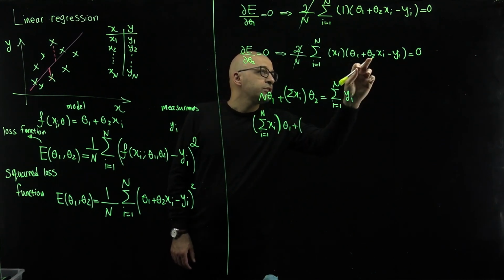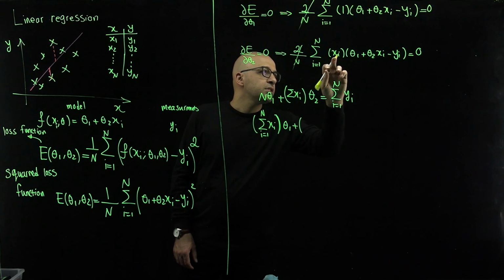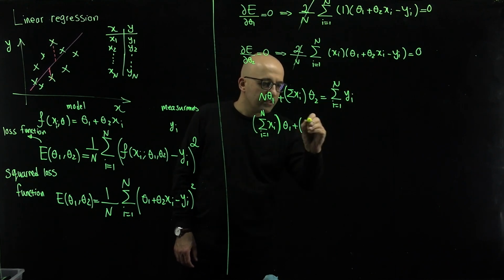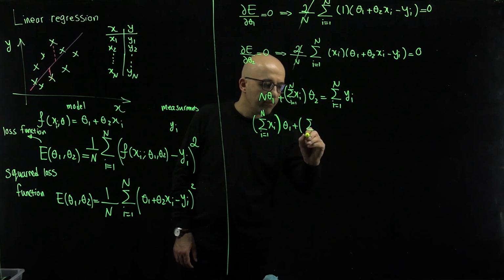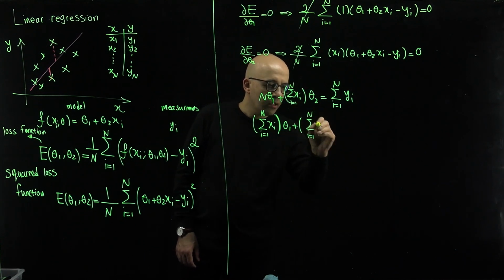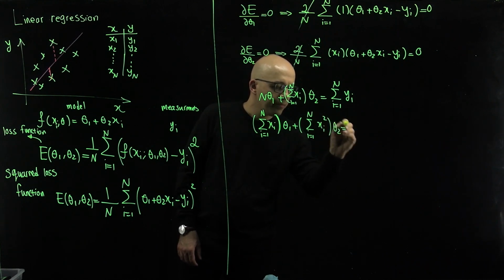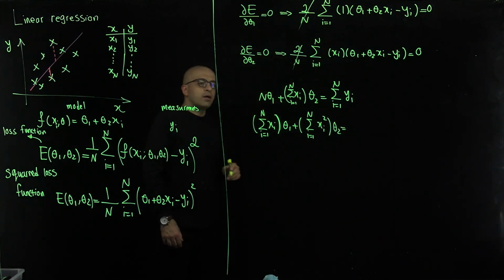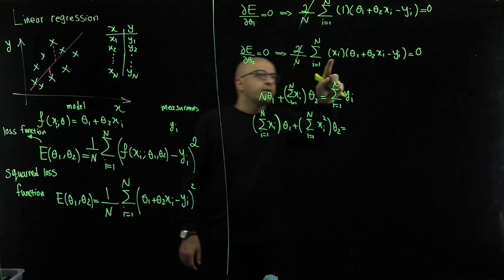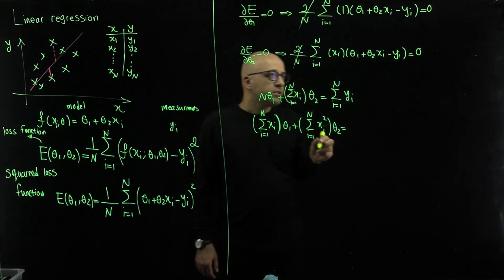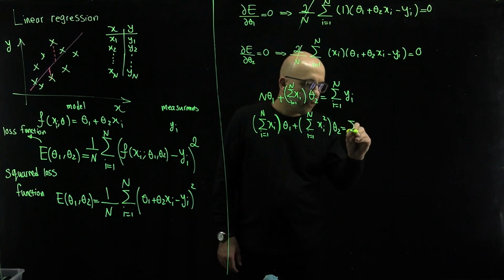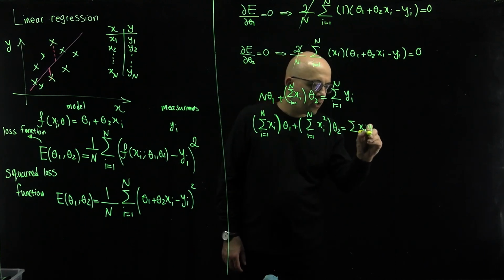this term for the coefficient of theta 2 is xi times xi, which is the summation. Just put the index here as well. i equals 1 to n, xi squared, theta 2. And this is xi times yi, and there's a negative sign. I'll take this to the other side. And then, so this is xi yi.